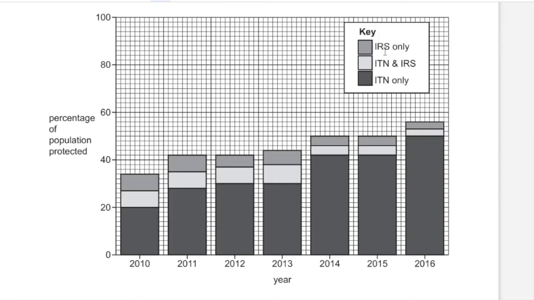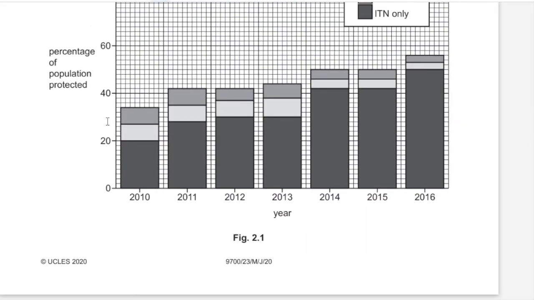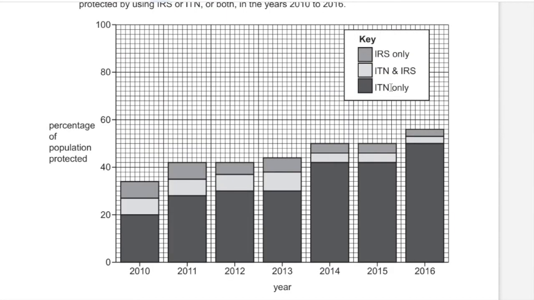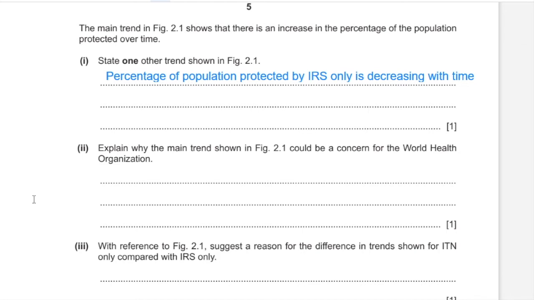Which is the percentage of population protected by IRS only. On the other hand, you could also write how the percentage of people protected by ITN only is increasing with time, which is the darkest shaded area of the bars. To explain why the main trend shown in figure 2.1 could be a concern for World Health Organization.